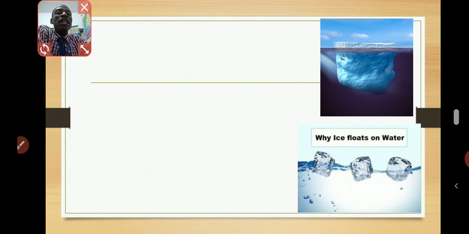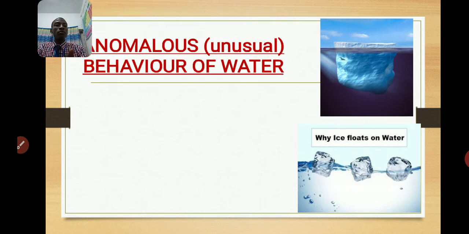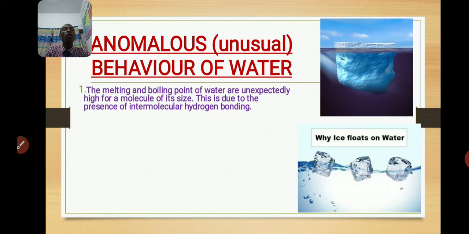Finally, before this class ends, let's talk about the anomalous behavior of water. That is the unusual, the abnormal behavior of water. Let's talk about it now. The anomalous behavior of water.